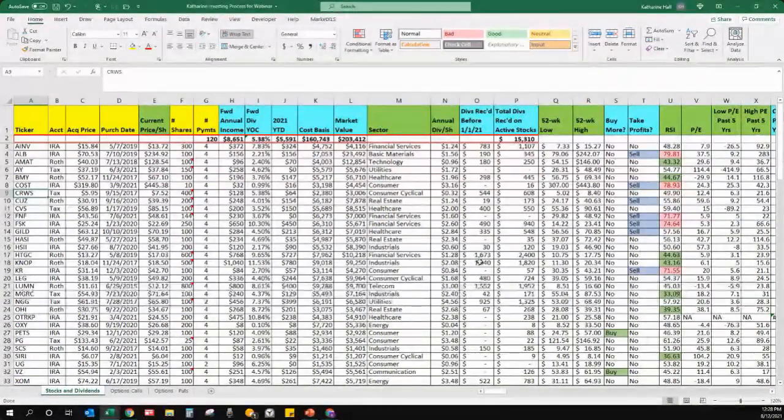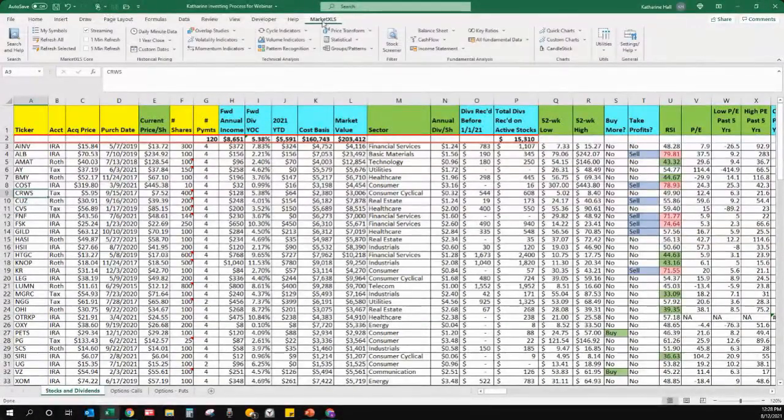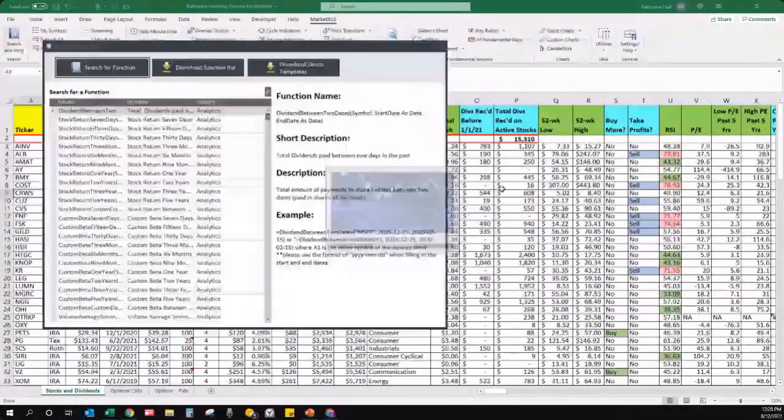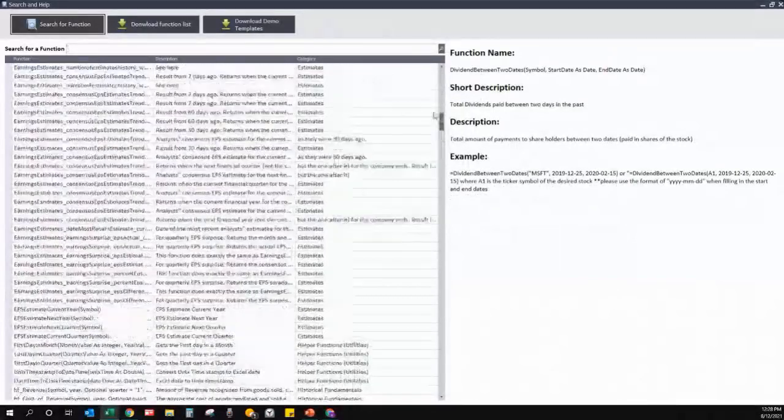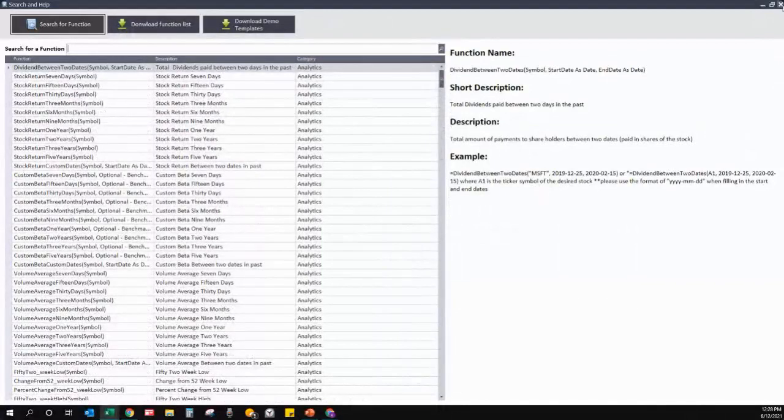Okay, so another question is from Michael. Thank you, Michael. The question is, how do you find out the list of available functions in MarketXLS? So that will be available on the menu. If you go to MarketXLS menu and you click on search and help, then there is a button which says download function list. And when you click on that, you should have the list of all the functions. Right. I won't download it, but hopefully you can see on my screen how easy it was to find this.